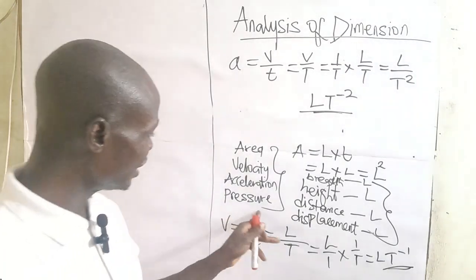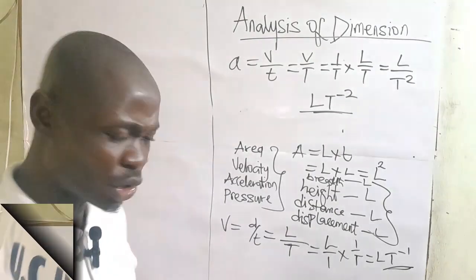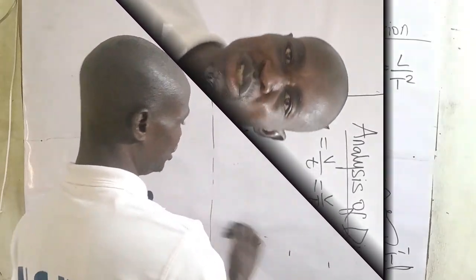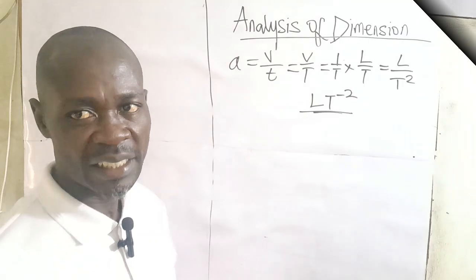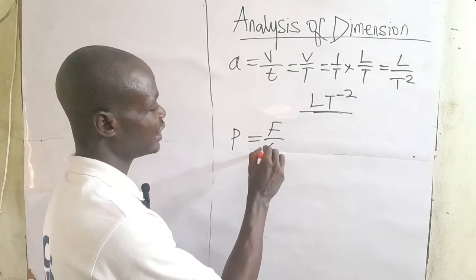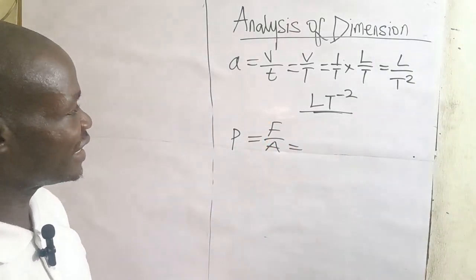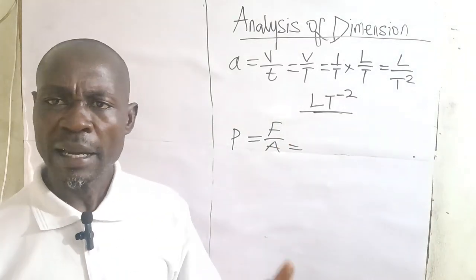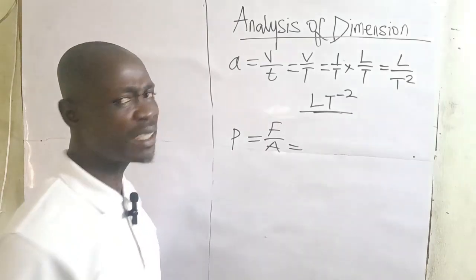Finally, let us look at pressure. How do we analyze pressure? What is the meaning of pressure? How do we define pressure? You need to know that pressure is force over area. So pressure is equal to force over area. When you look at force and area, none of them is represented in dimensional form, that is, length, mass, and time. So we are going to define all of that.